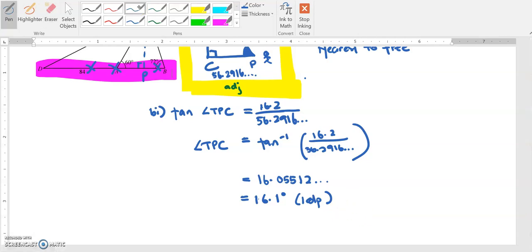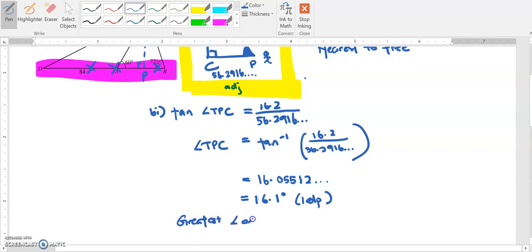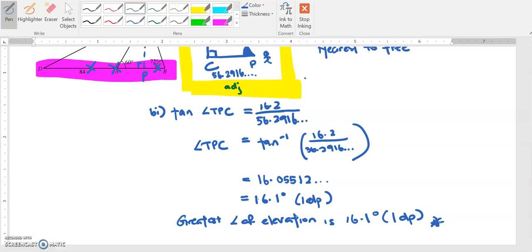They say greatest angle of elevation, therefore, is 16.1 degrees in 1 dp. Alright, that's part B1 for you.